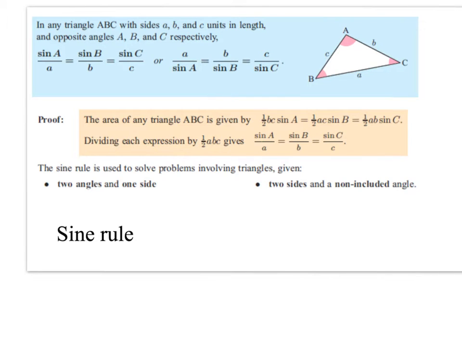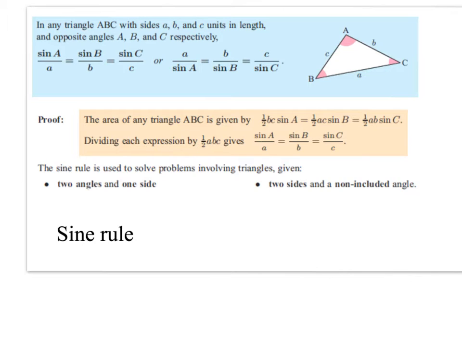All right, so up at the top, it says, in any triangle ABC with sides a, b, and c units in length, and that's the same exact triangle we've been looking at. Side a is across from angle A, side b is across from angle B, side c is across from angle C.